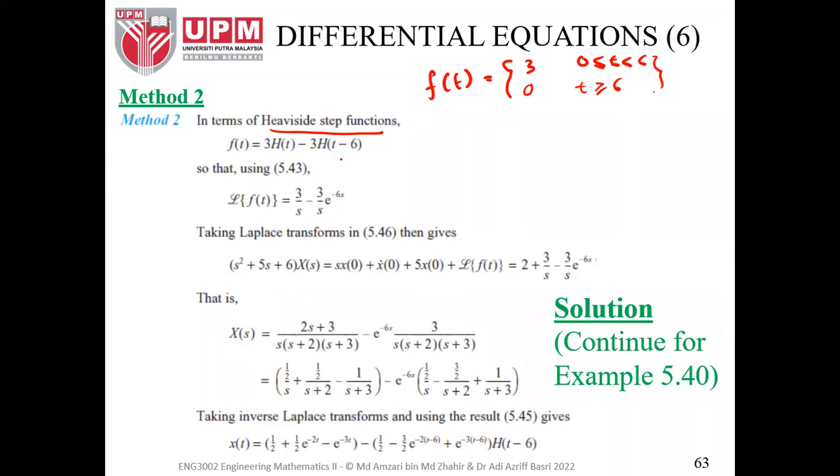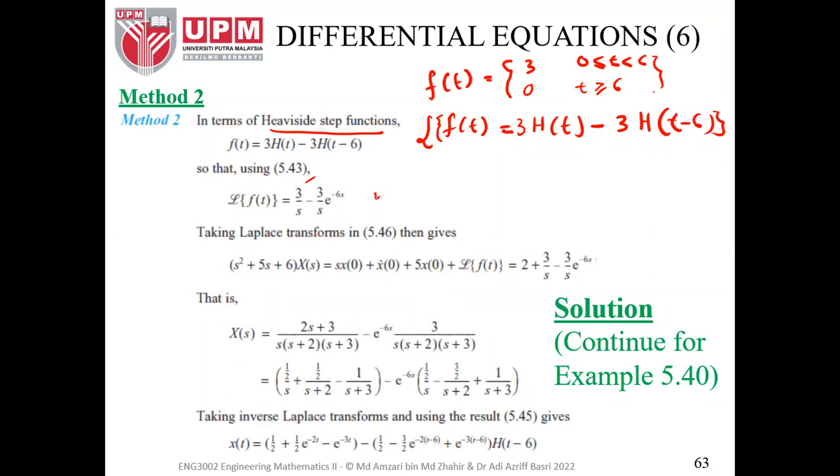So from here we can use the Heaviside step function. Your Heaviside step function will be ft equal to 3, this is your constant, times the Heaviside step function ht, which is t0, then minus 3, the constant, h of t minus 6, so the limit is 6. You can see from the previous notes I taught you. So this is your function in Heaviside step function. So what happens when you Laplace this function? 3ht will be 3 over s, minus 3 ht minus 6 will be 3 over s exponent negative 6s.